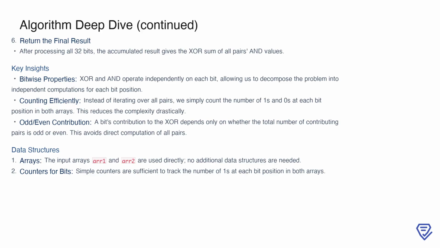The key insights here are crucial for understanding why this approach is so efficient. First, the independence of XOR and AND operations at the bit level allows us to decompose the problem into smaller subproblems, one for each bit. Second, instead of directly iterating over all pairs, we use a counting approach to determine the number of contributing pairs for each bit. This drastically reduces the computational complexity. Finally, the contribution of a bit to the XOR is determined solely by whether the total number of contributing pairs is odd or even. This avoids the need for direct computation of the AND operation for every pair, further optimizing performance. With these insights, we achieve a highly efficient solution.